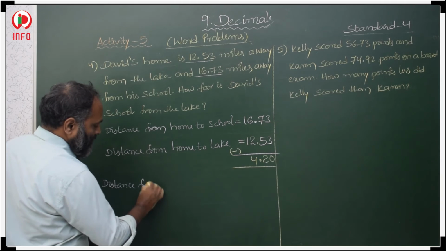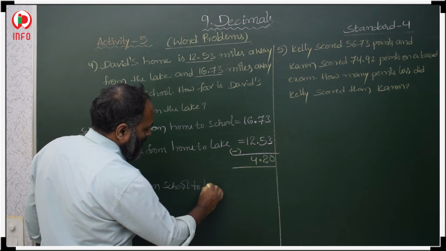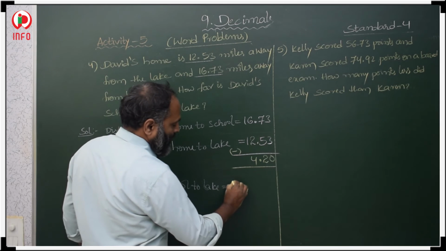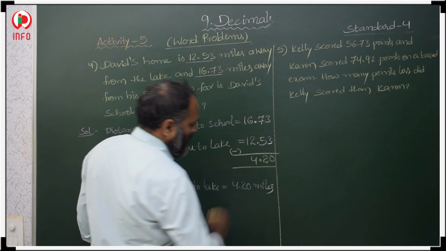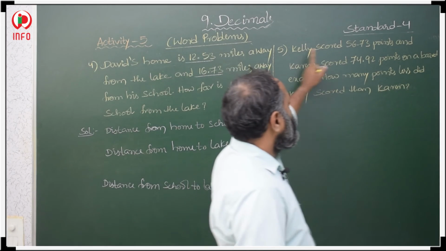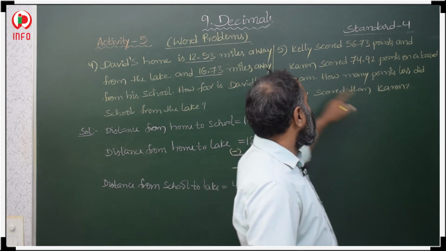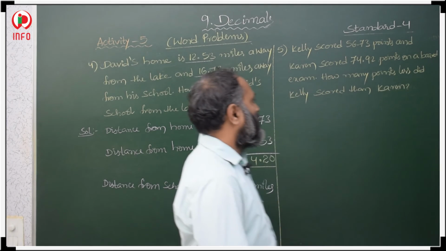Distance from school to lake, it is 4.20 miles, this many miles. Okay. Now next, Kelly scored 56.73 points and Karan scored 74.92 points on a board exam.